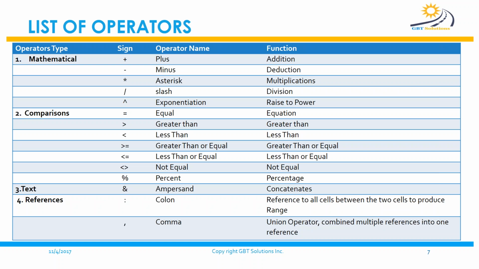And the comma is the union operator. The comma is normally used to separate one argument from the next argument. So if you have many arguments, you use a comma to separate them.